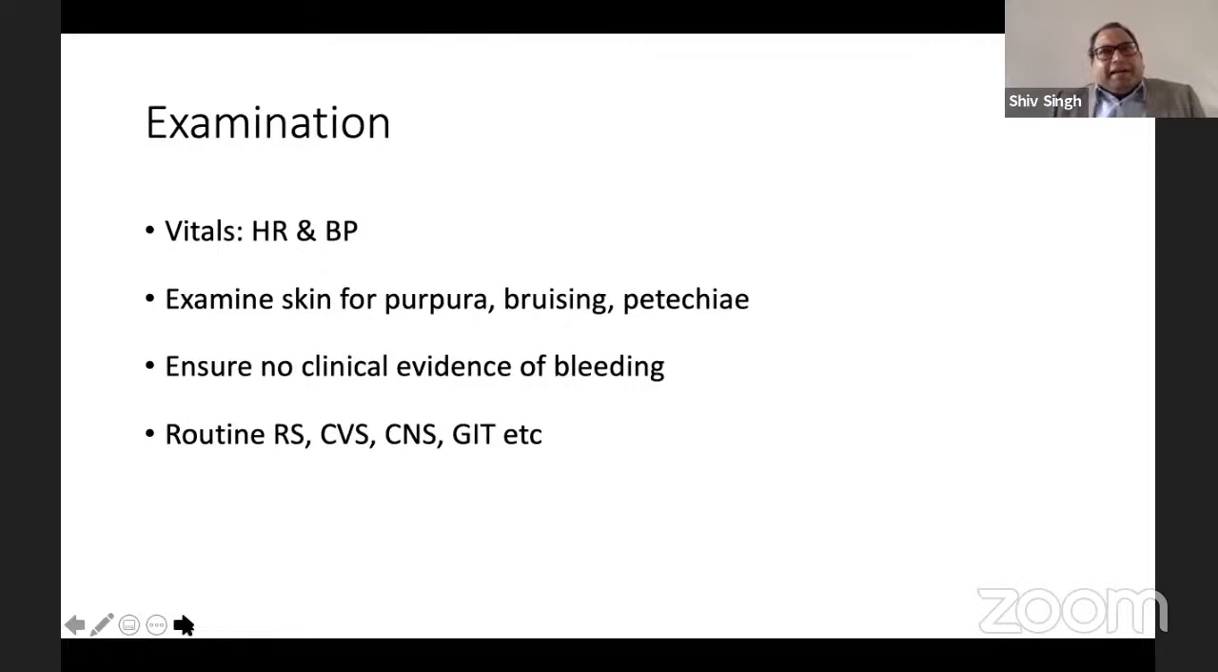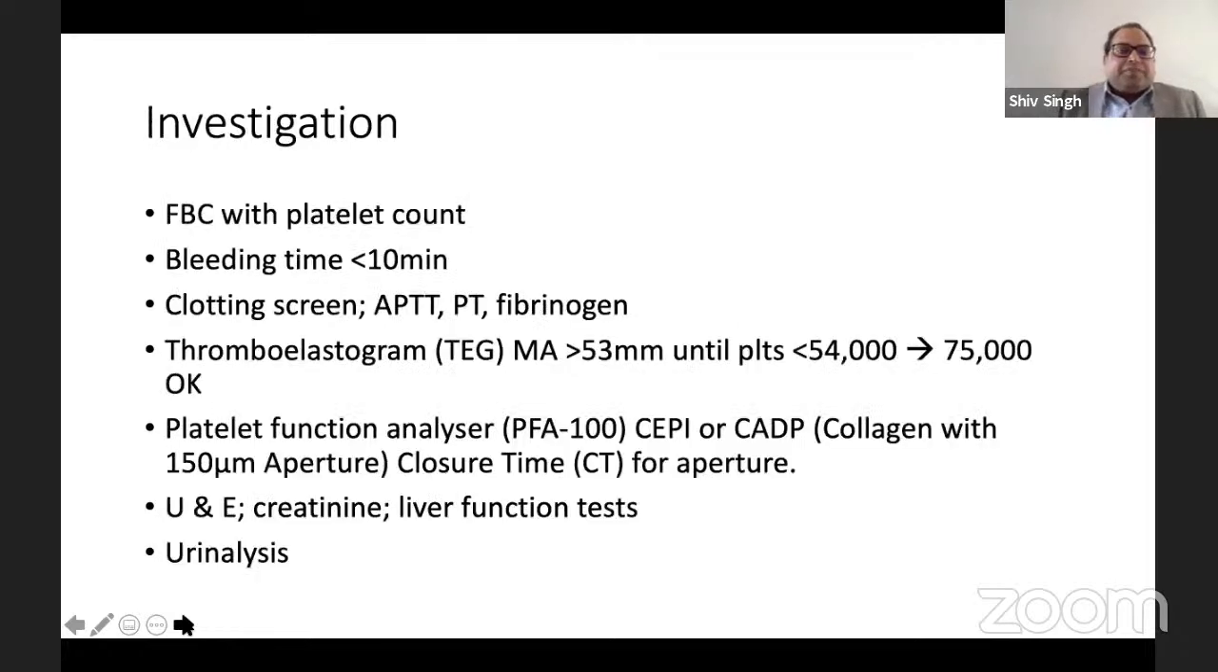You obviously will also look at the patient's vitals like heart rate, blood pressure, SpO2. You would examine the skin for purpura or bruising or petechiae. And you will also ensure there's no clinical evidence of bleeding or excessive bleeding, or the patient oozing from the venous side or other procedural areas where blood has been taken. Is she clotting? Okay. You would also do a systemic examination looking at the respiratory system, cardiovascular system, CNS, GIT, etc.